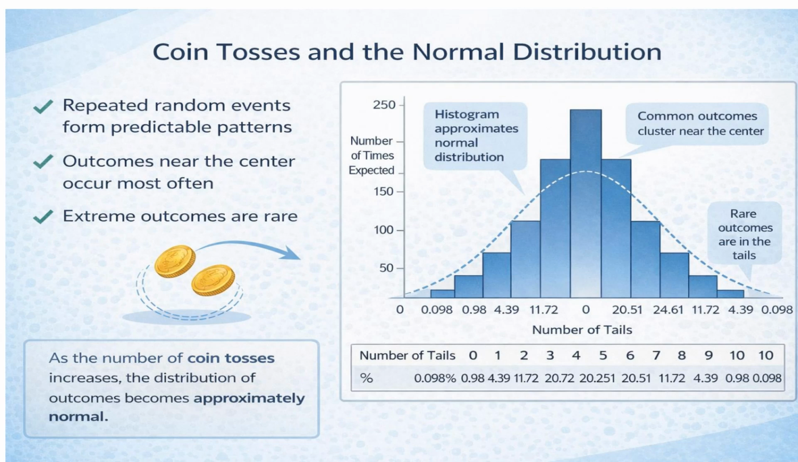A single coin toss is unpredictable, but when we repeat the experiment thousands of times, patterns emerge. This phenomenon is explained by the law of large numbers. As sample size increases, observed outcomes converge toward expected probabilities. When many random processes combine, their results often approximate a normal distribution. This is why the bell curve appears everywhere.